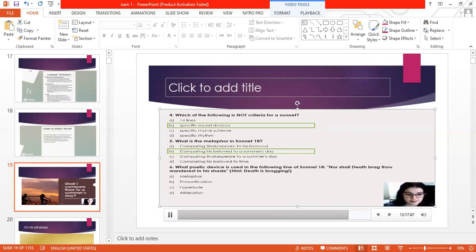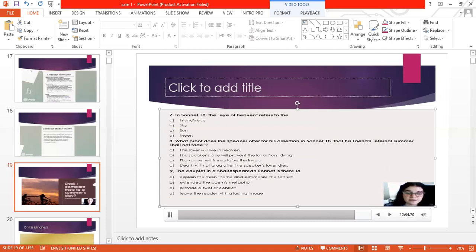Question 6. What poetic device is used in the following line of Sonnet 18? Nor shall death brag thou wanderest in his shade. The hint is that death is bragging. We know that death is not a person, so therefore it's giving an inanimate object human qualities. So it's allowing death to brag, which is a human quality. So it is B, personification.